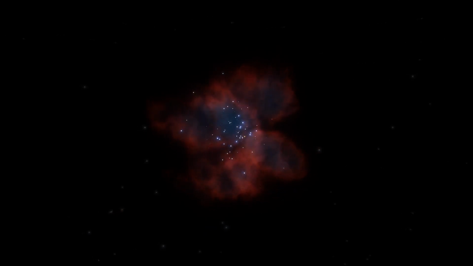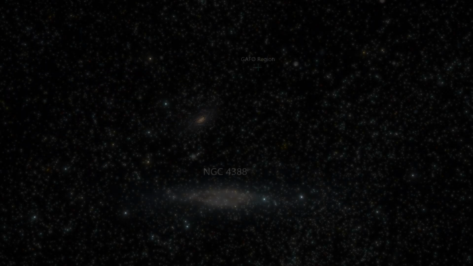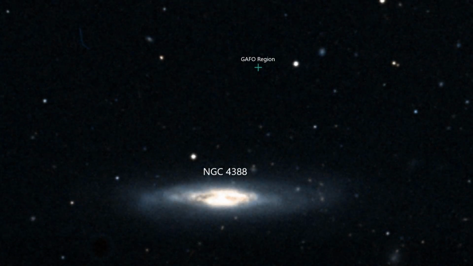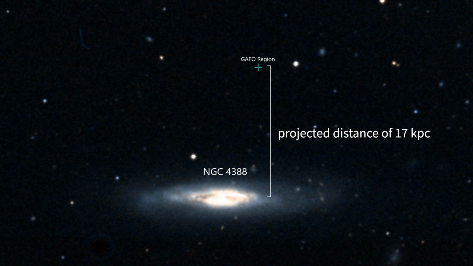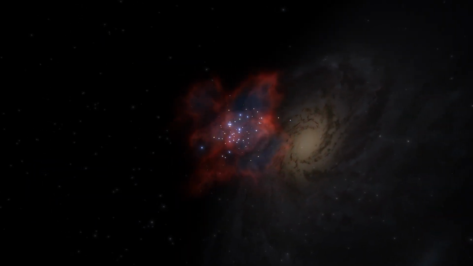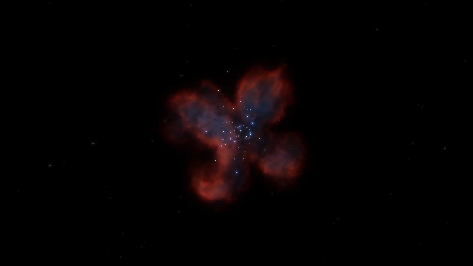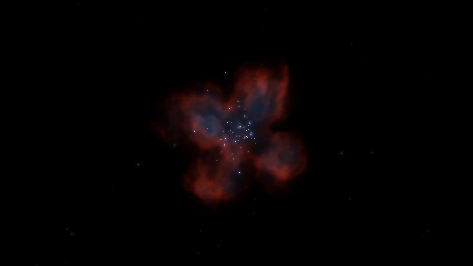What is so odd about the GAFO region is that this seemingly normal nebula is not located inside a galaxy as one would expect, but completely alone in intergalactic space. Assuming it is at the same distance from Earth as its closest known galaxy in the sky, NGC 4388, the small stellar nursery is perched over 55,000 light years, or 17 kiloparsecs, above its galactic plane, and it could be much further from said galaxy, and indeed any galaxy at all, if its distance to Earth is different than that of NGC 4388. So, where and how did this young structure form in such a secluded region?